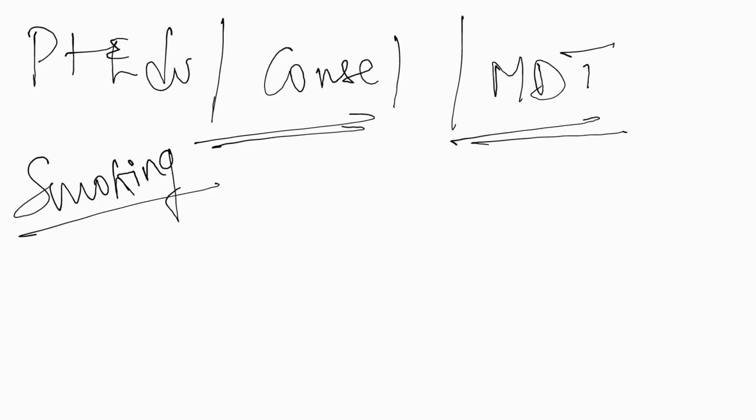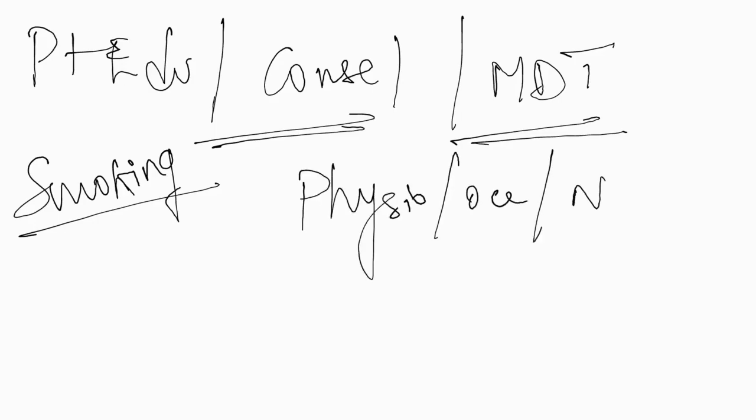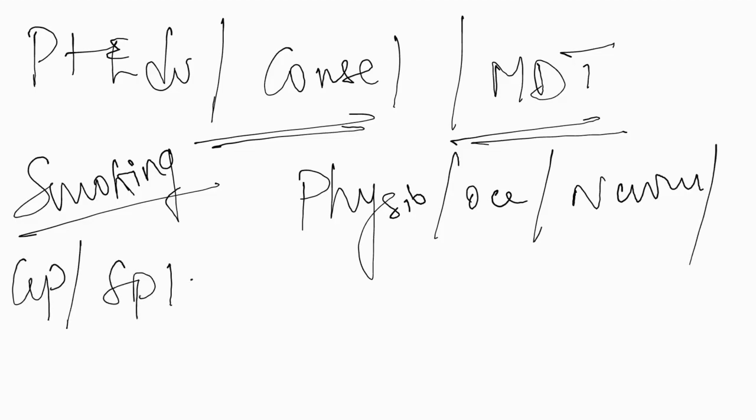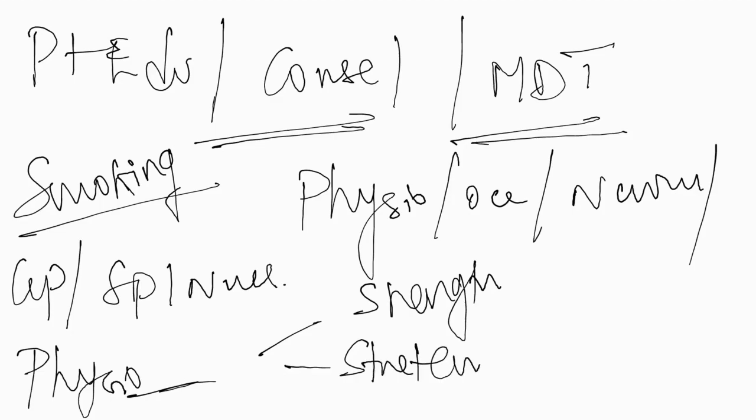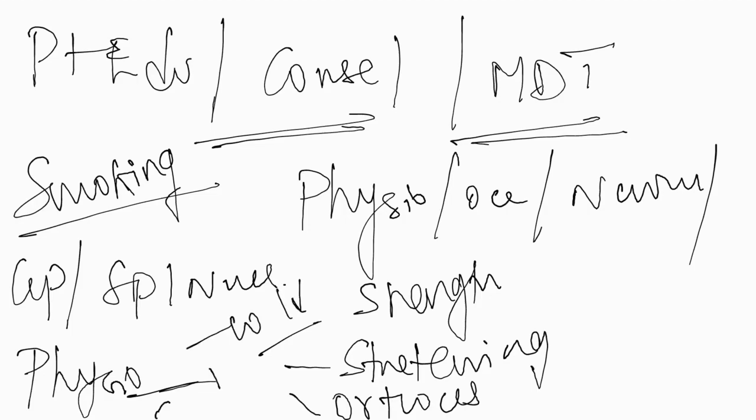And also multidisciplinary team management. The multidisciplinary team involves your physiotherapist, your occupational therapist, your neurologist, your GP, your specialist nurses, everybody is there in a multidisciplinary team. So what are the physiotherapy modalities you will do? You will have to do some strengthening exercise, some stretching exercise, give some orthosis, some cold application, and electrical stimulation. All these things you can give.